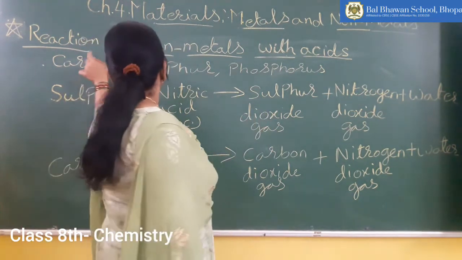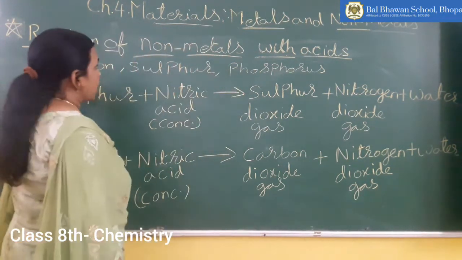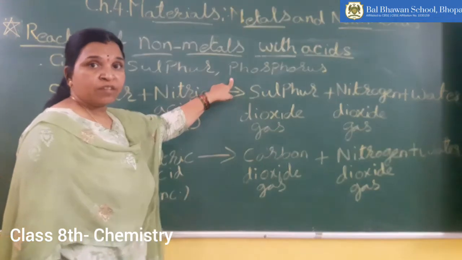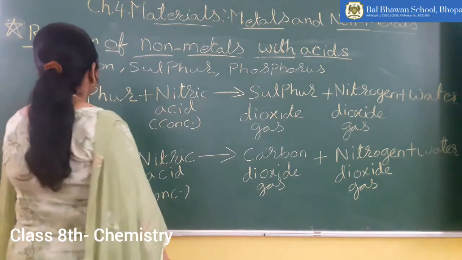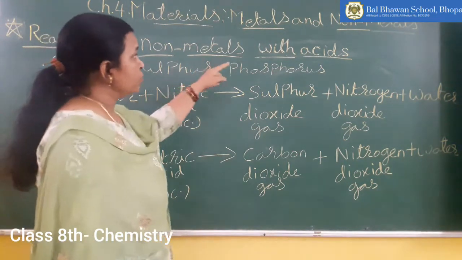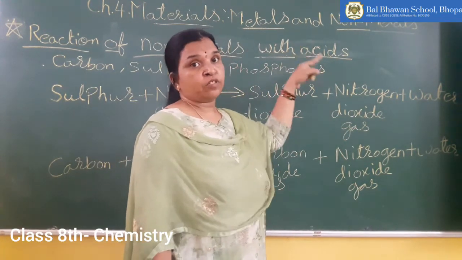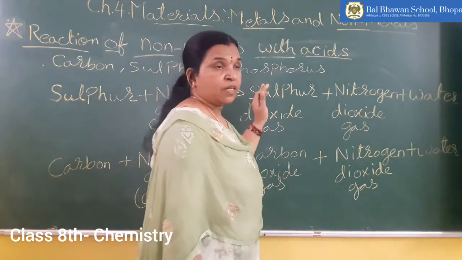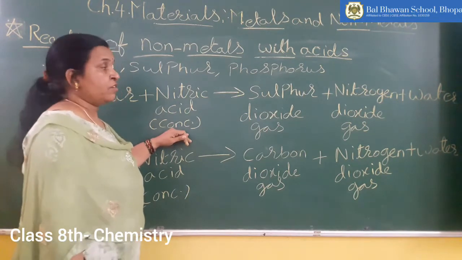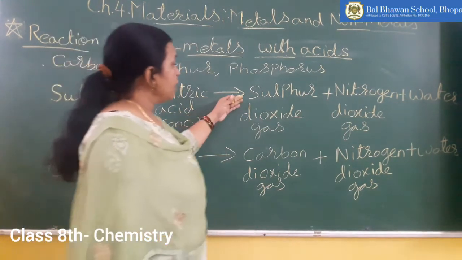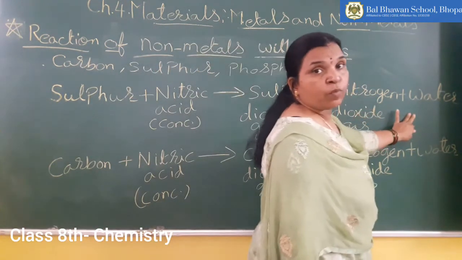Now we will discuss the reaction of non-metals with acids. So what are the non-metals? Carbon, sulfur, phosphorus, etc. They are all non-metals. You already know the examples of non-metals. These non-metals generally do not react with acid, as they are not able to displace hydrogen from the acid. But if you take sulfur powder and mix it with concentrated nitric acid, then you will observe that sulfur dioxide gas, nitrogen dioxide gas and water will be produced.